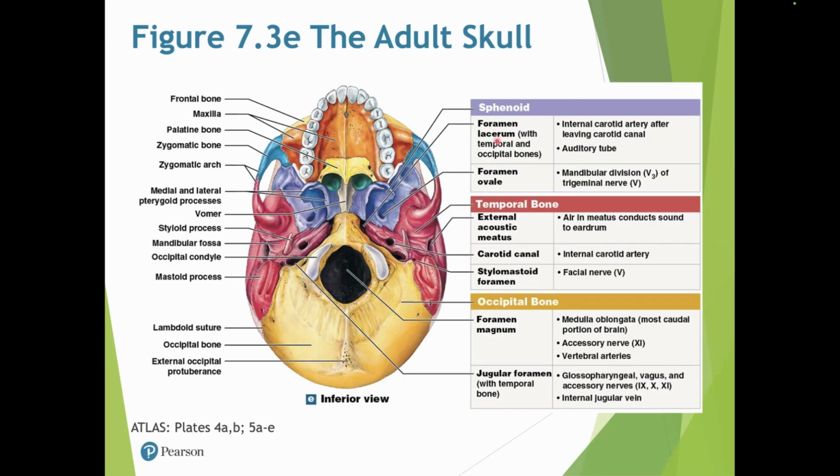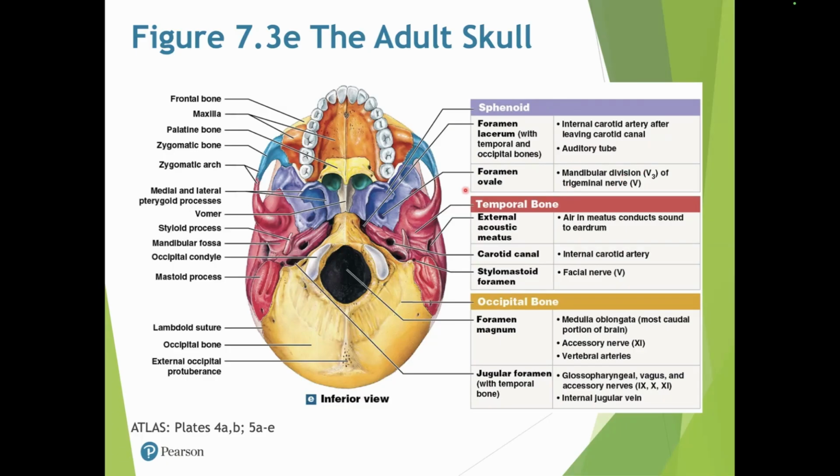So the foramen lacerum, that is where your internal carotid artery is going to pass after leaving the carotid canal. Also, your auditory tube. The foramen ovale, it's an oval shape. That is where you're going to have your mandibular division of your trigeminal nerve.